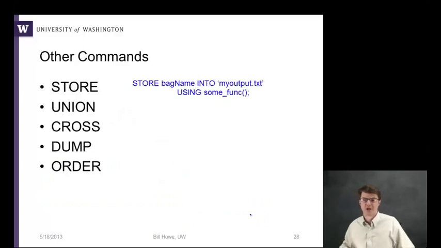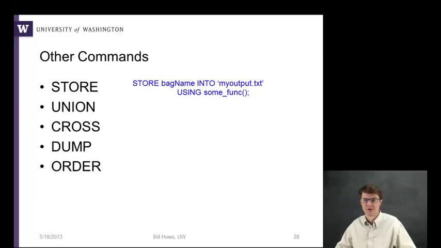Fine. So other commands that we're not going to talk about in detail are store, which writes data out to HDFS so it's available for future commands. Union, which combines 2 data sets together and removes duplicates. Cross product, which finds all possible pairs between 2 data sets, which can be useful if you're about to compute some sort of similarity function, as we talked about. Then dump, which prints output to the screen. And then order, which sorts the output.